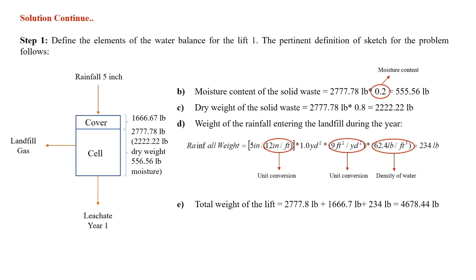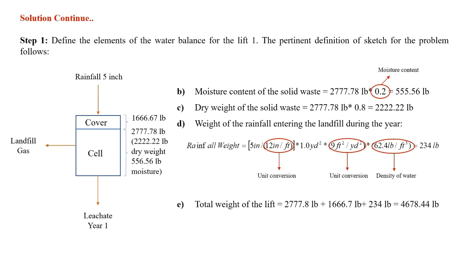And then to calculate the rainfall weight, we should multiply rainfall amount, which is equal to 5 inches, with the leachate production area, which is 1 yard square, and the density of water. In this equation, the value of density of water may come to you as an unfamiliar value because of the units used here, pounds per feet cube. And there are also other numbers in this equation, such as 12 inches per feet and 9 feet square per yard square. And again, they come from the unit conversion.